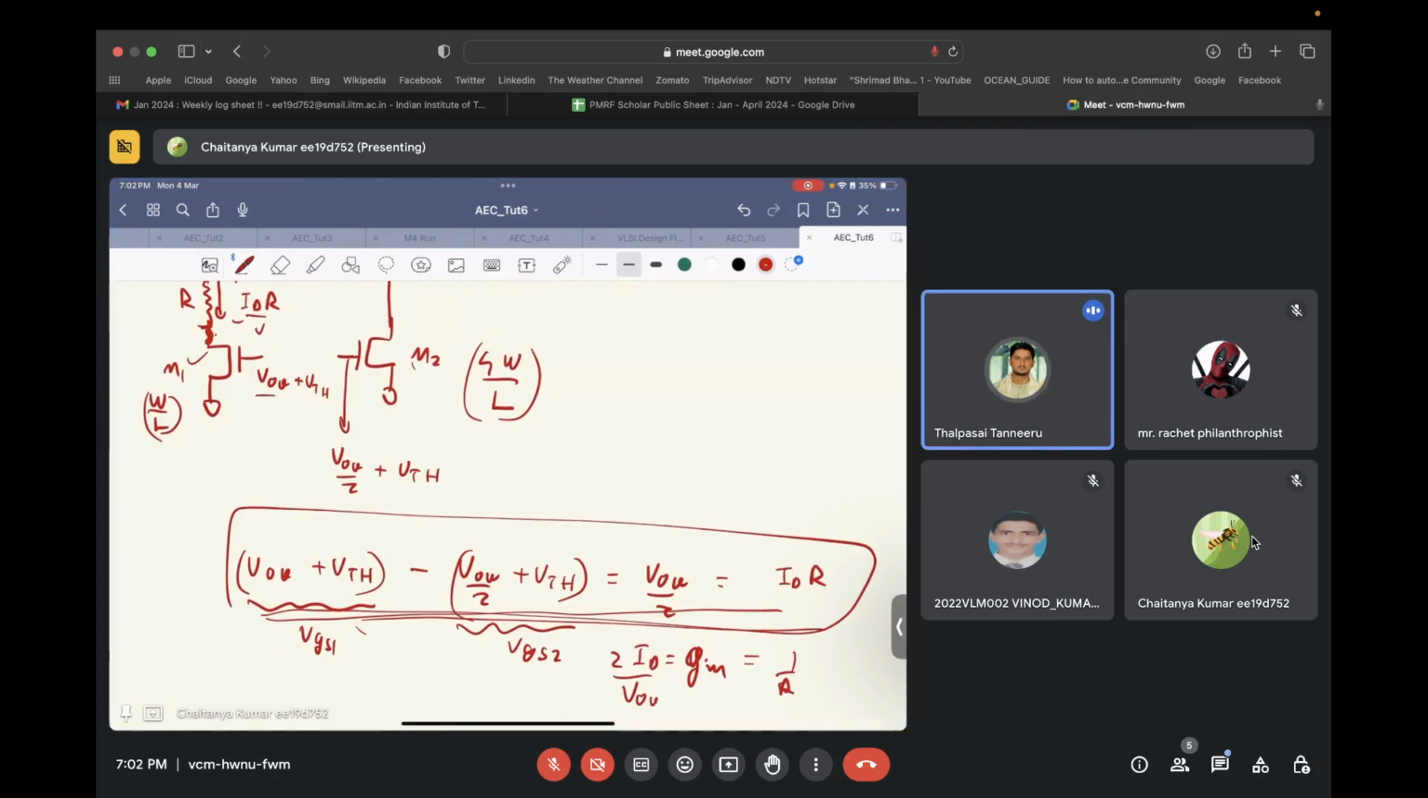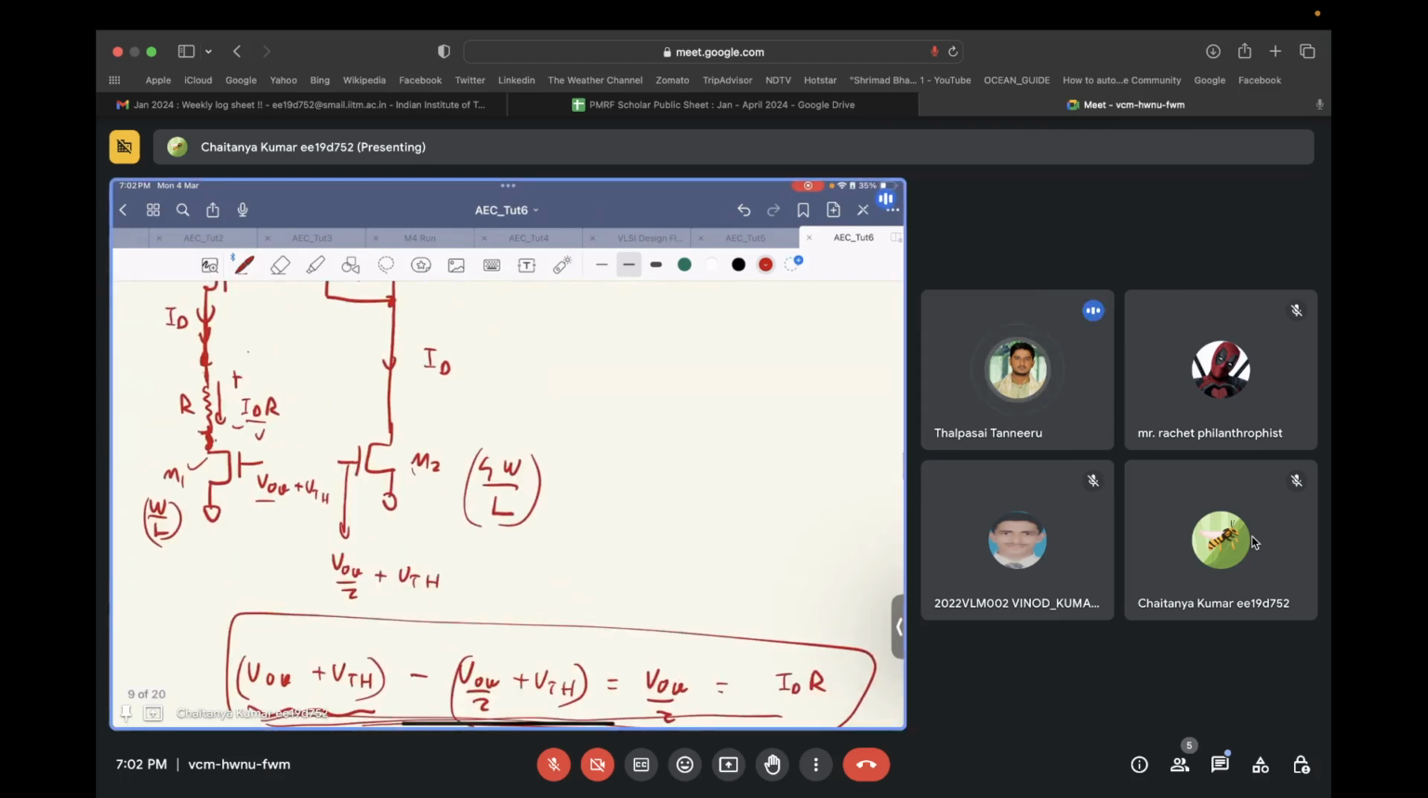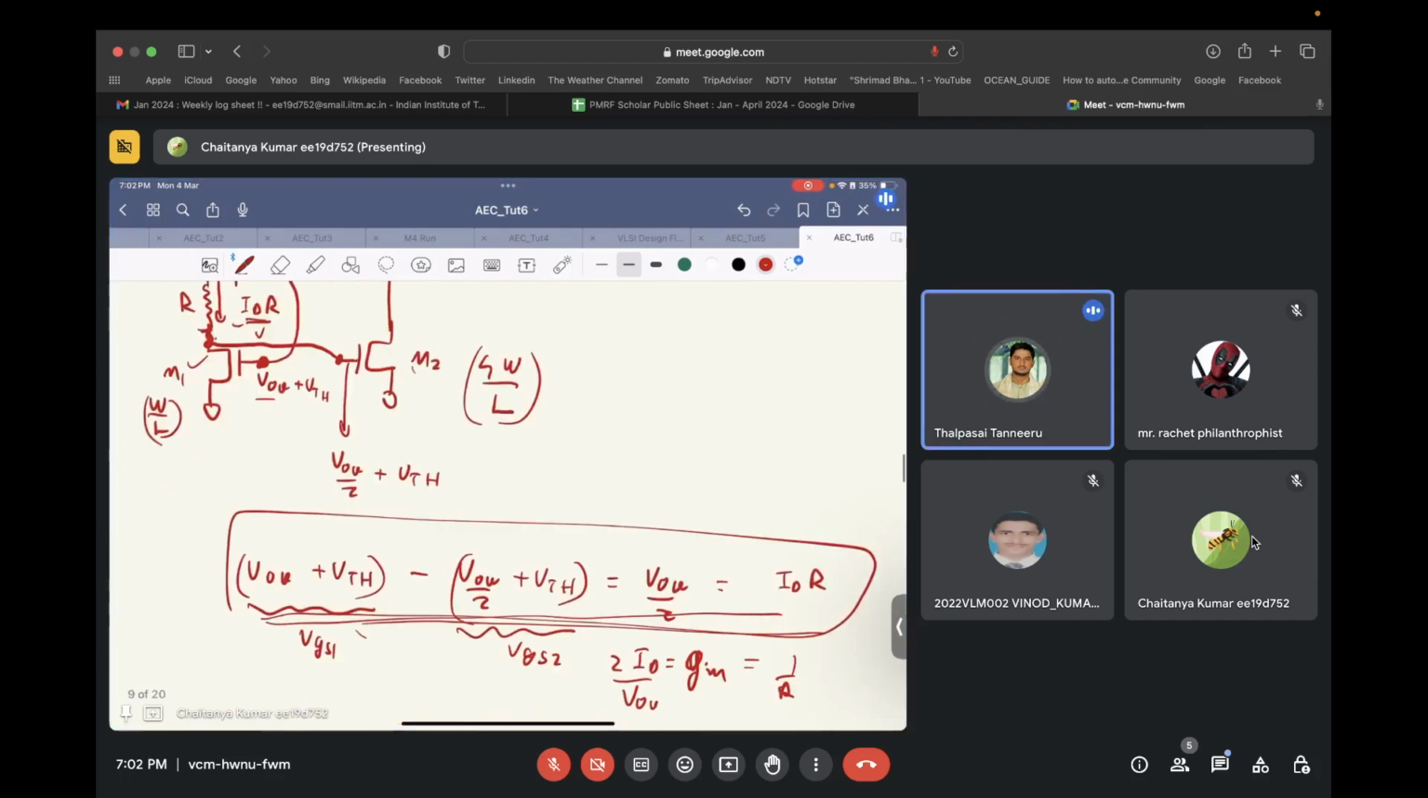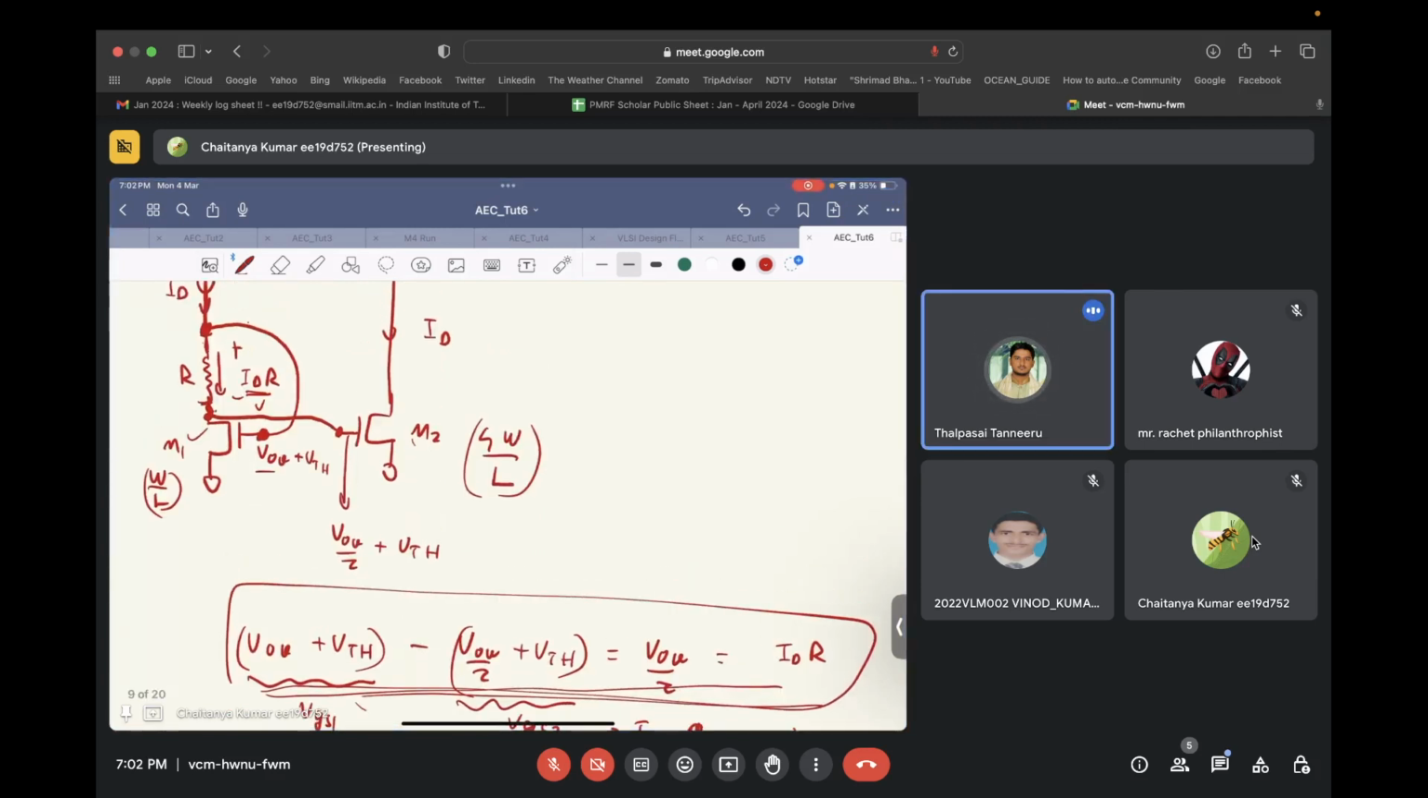So to achieve that, this is the gate source voltage of transistor M1, you connect it over here, and this is the gate source voltage of transistor M2, you connect it at the bottom of this resistor. So the potential difference, that is ID times R, equal to VGS1 minus VGS2, is satisfied in this, right? Now this is VGS1, this is VGS2, and this particular equation is now satisfied.